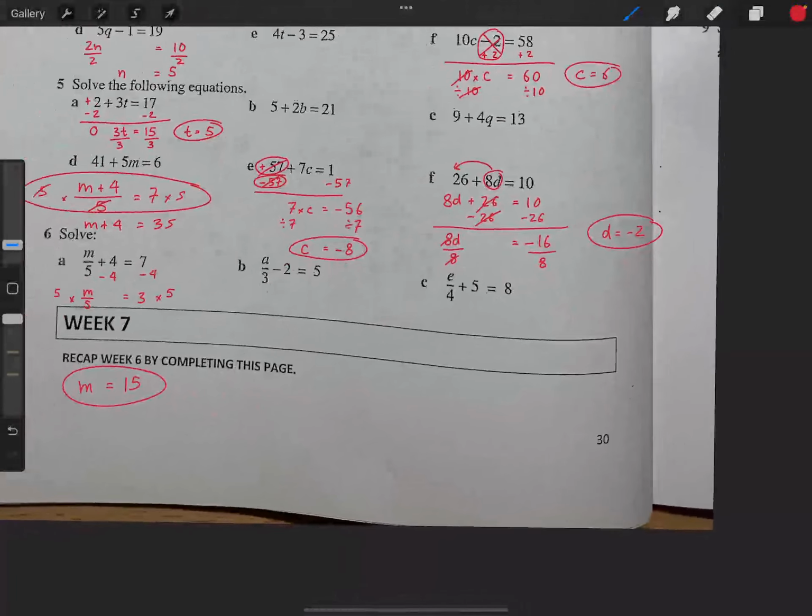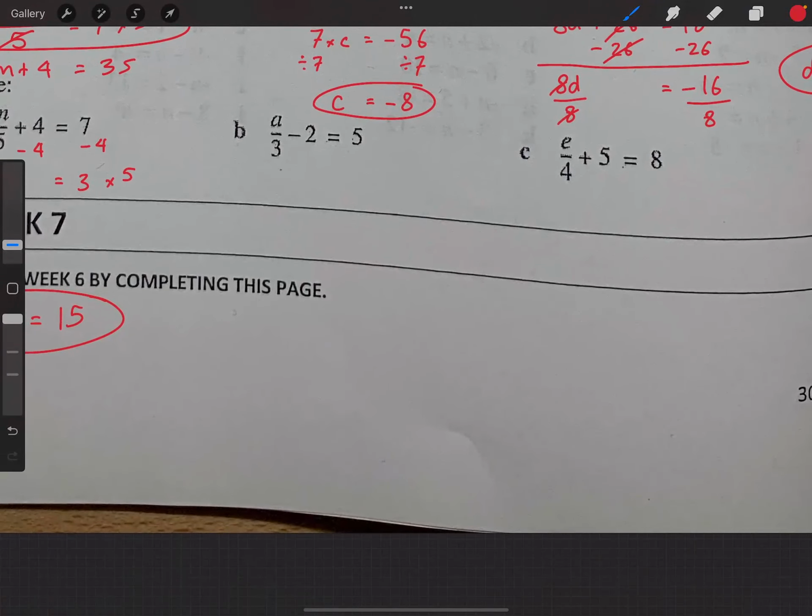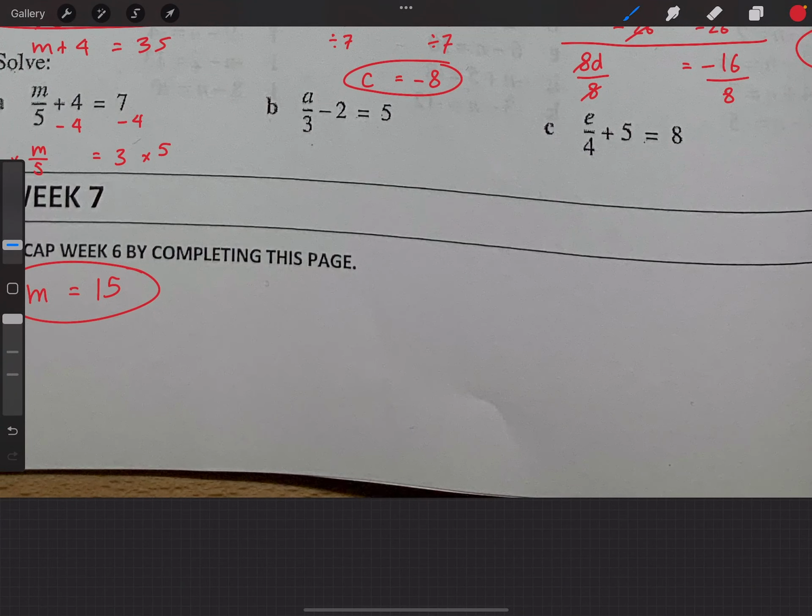Alright, moving on. I think maybe I'll do one more. Okay, let's try this one. Question B, a over 3 minus 2. So you can see here that the minus 2 is just sitting on its own. It's not being divided by 3 at all. So we're going to get rid of this minus 2 by plus 2, just adding 2 to it. So what's happening is like this. You've got a divided by 3, minus 2, equals 5. That was our original equation.